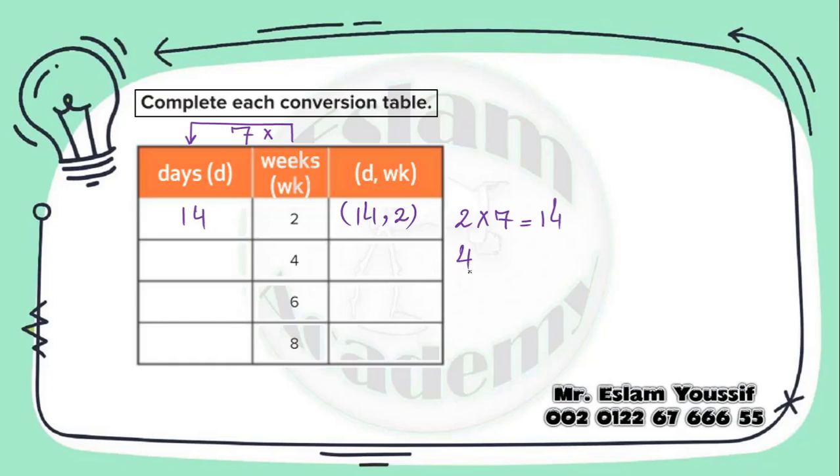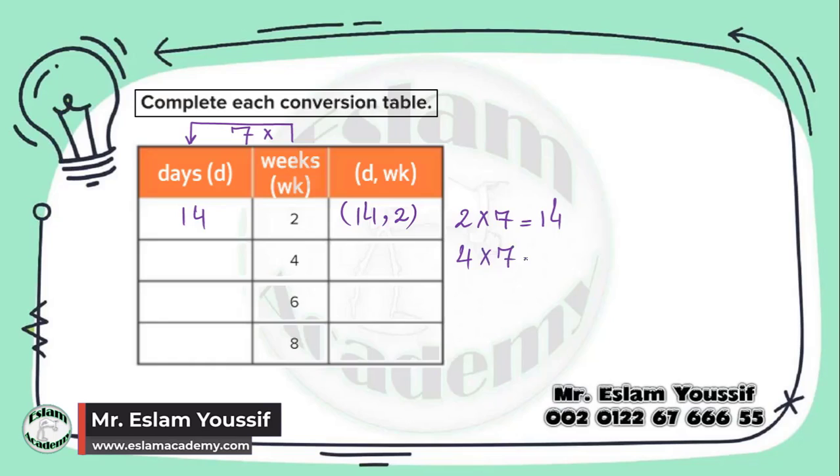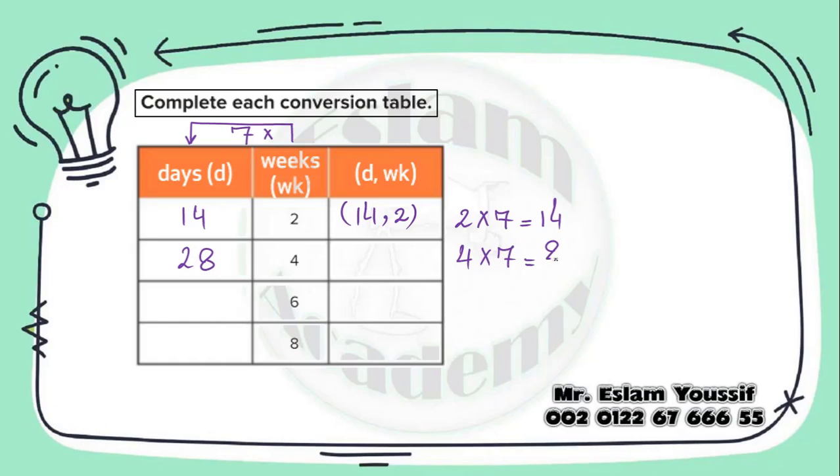Now we have 4. We will multiply it by 7 because 1 week is equal to 7 days. So 4 times 7 equals 28. So the answer will be 28. For each 28 days, it will be represented by 4 weeks. Now we have 6 weeks. From weeks to days, we just multiply by 7. 6 times 7 equals 42. Now we write 42. It means for each 42 days, it will be equal to 6 weeks.